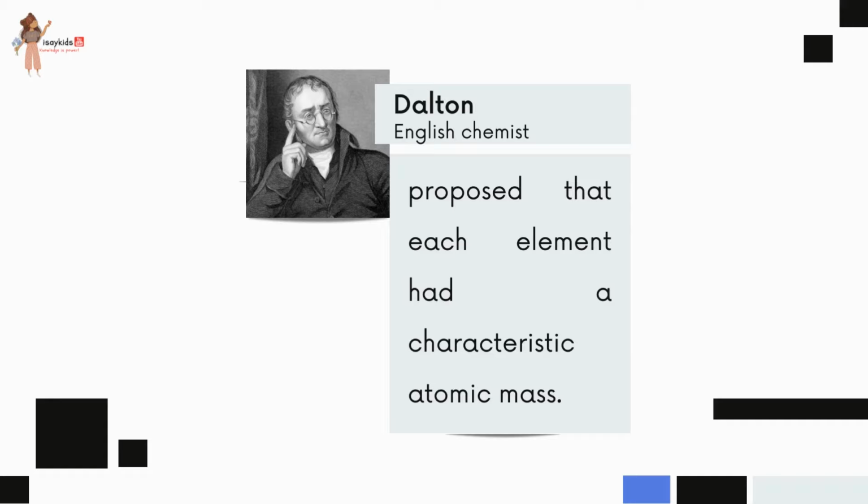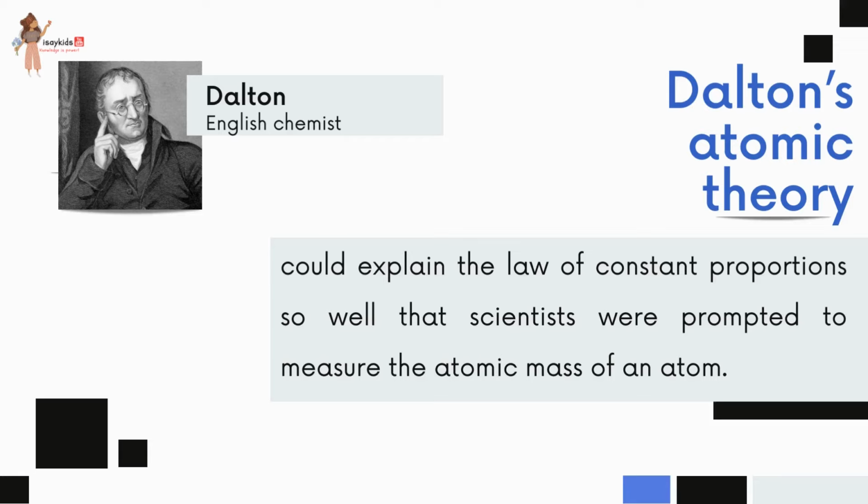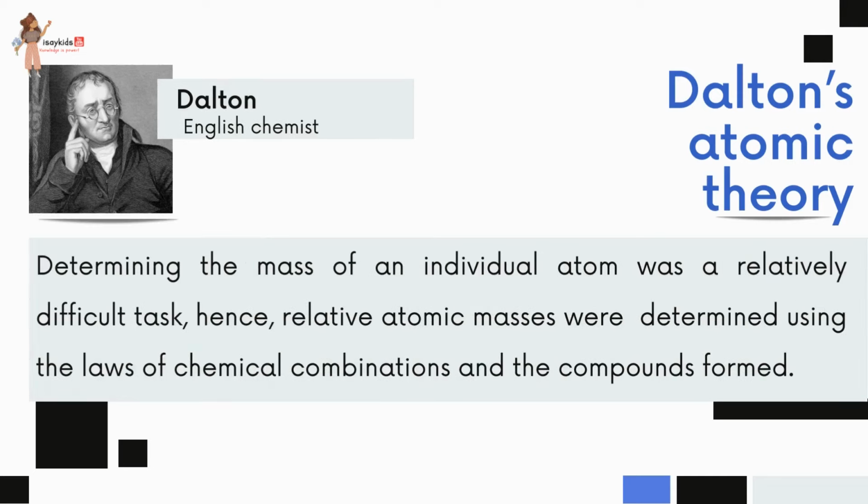Atomic mass. The most remarkable concept that Dalton's atomic theory proposed was that of atomic mass. According to him, each element had a characteristic atomic mass. The theory could explain the law of constant proportion so well that scientists were prompted to measure the atomic mass of an atom. Since determining the mass of an individual atom was a relatively difficult task, relative atomic masses were determined using the laws of chemical combinations and the compounds formed.